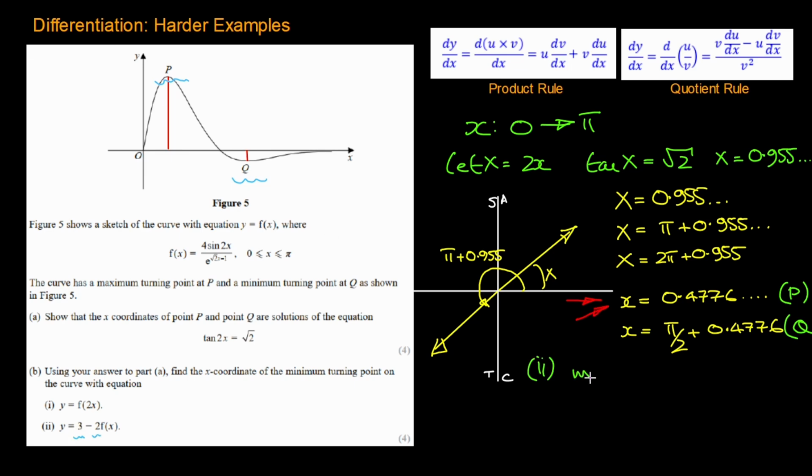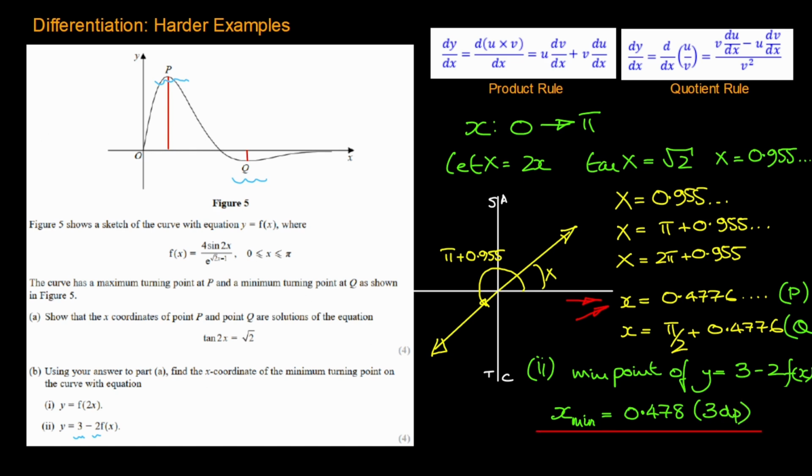So I can say the min point of y is equal to 3 minus 2f(x), and that's going to be equal to our first solution. So this is x min is equal to our solution here, which I'm going to quote to 3 decimal places, which is 0.478 at 3 dp, as I said. And that you'll find is the answer to the second part of part B.